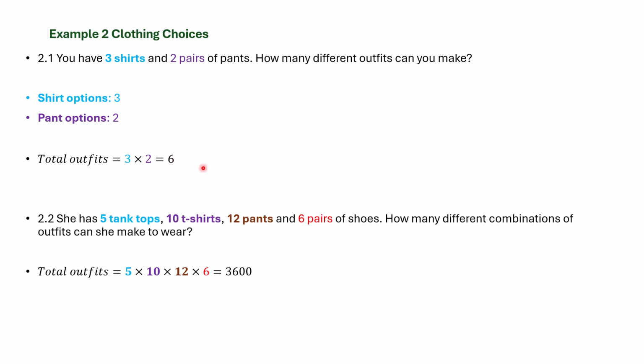Right? Now, your lady, she has 5 tank tops, 10 t-shirts, 12 pants, and 6 pairs of shoes. How many different combinations of outfits can she make to wear? So it's the 5 tank tops times the 10 shirts times the 12 pants times the 6 pairs of shoes, which gives me 3,600 different variations.